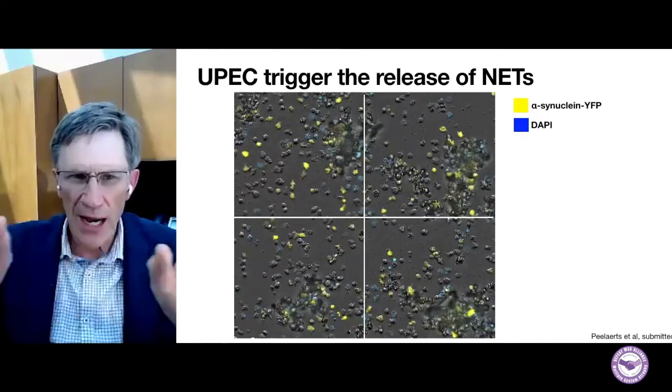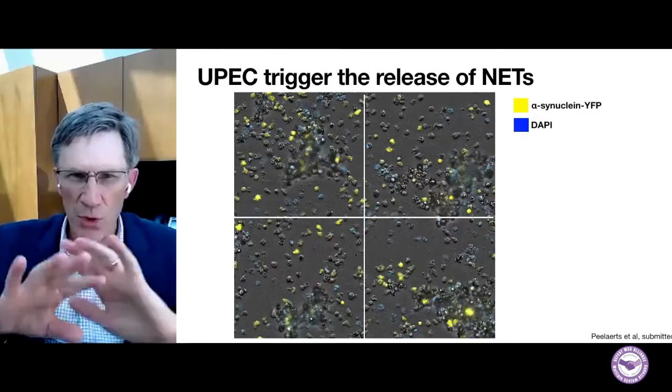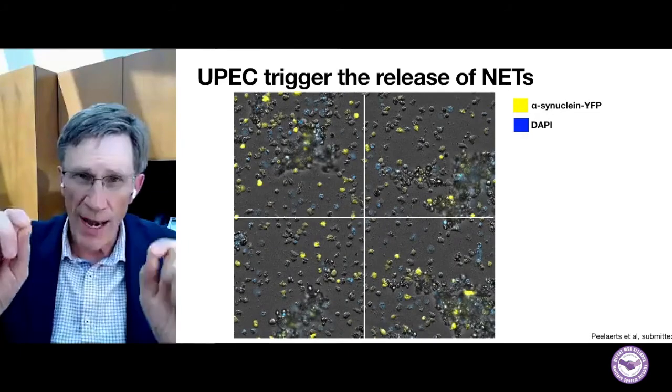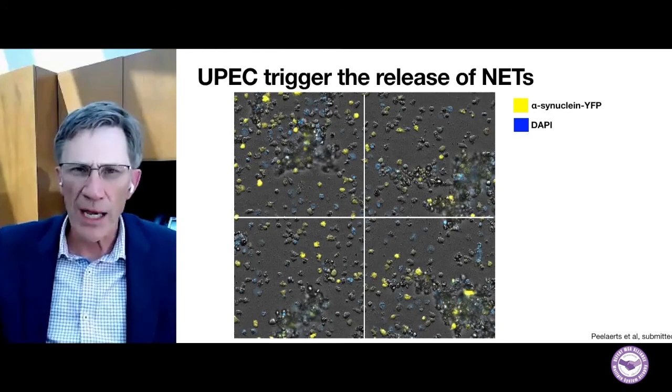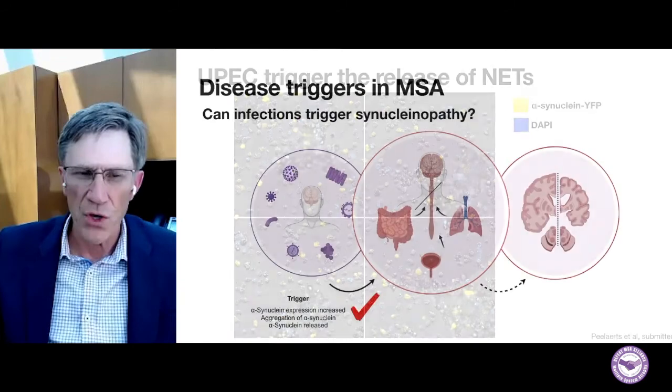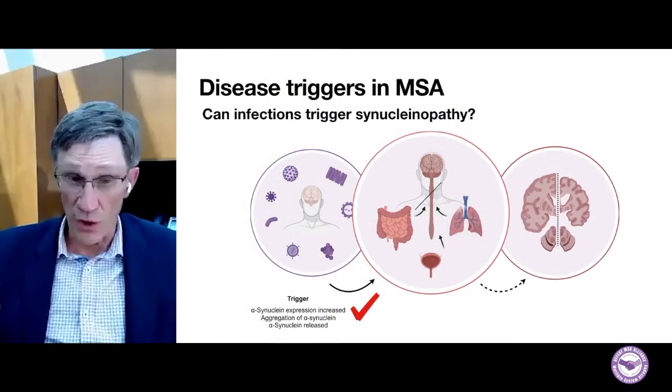Occasionally you see clouds form. As the movie's running, there are yellow bursts coming out. Those are nets being cast, trying to kill bacteria, and they include alpha-synuclein. So in the next slide, I can summarize what we've learned so far.